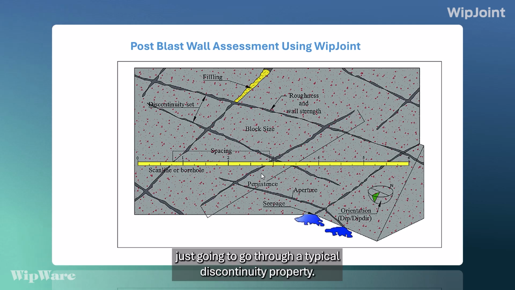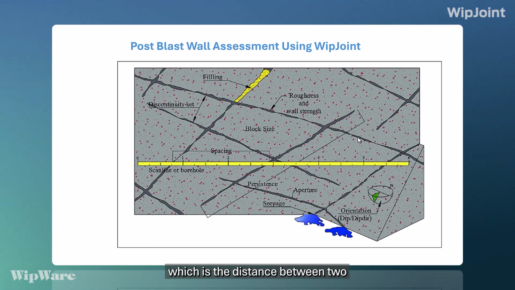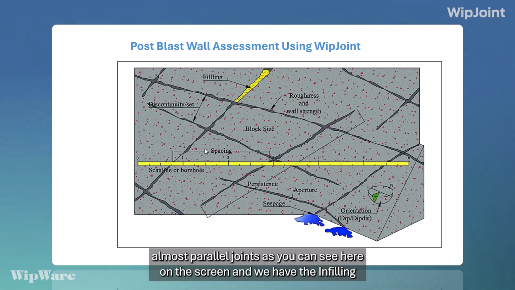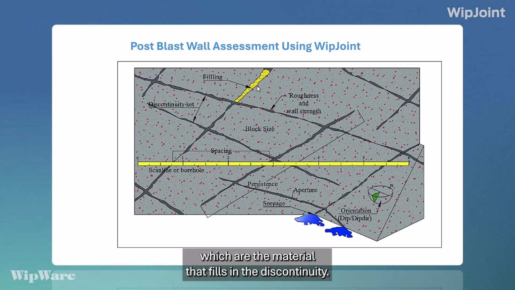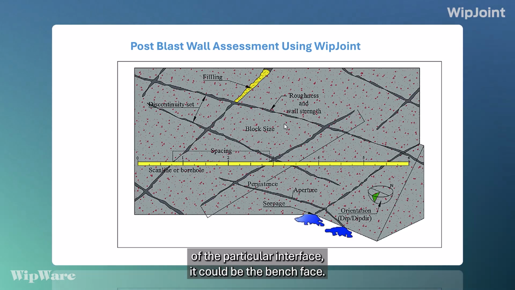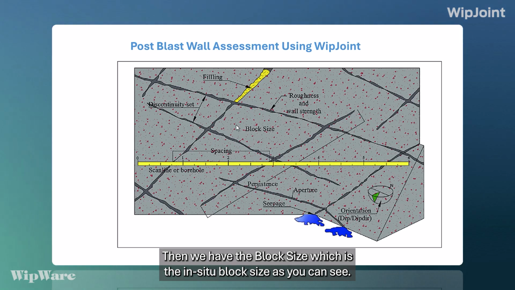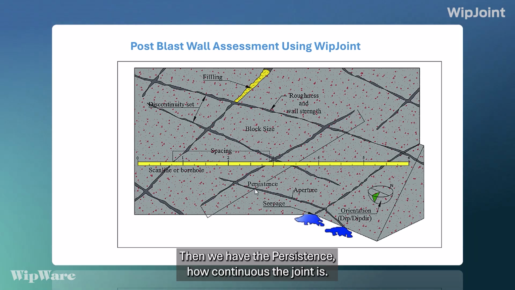To begin with, we're just going to go through typical discontinuity properties. Discontinuity properties include the spacing, which is the distance between two almost parallel joints, as you can see here on the screen. We have the infilling, which is the material that fills the discontinuity. We have the roughness and wall strength of the particular interface, which could be the bench face. Then we have the block size, which is the in-situ block size, and the persistence, which is how continuous the joint is.